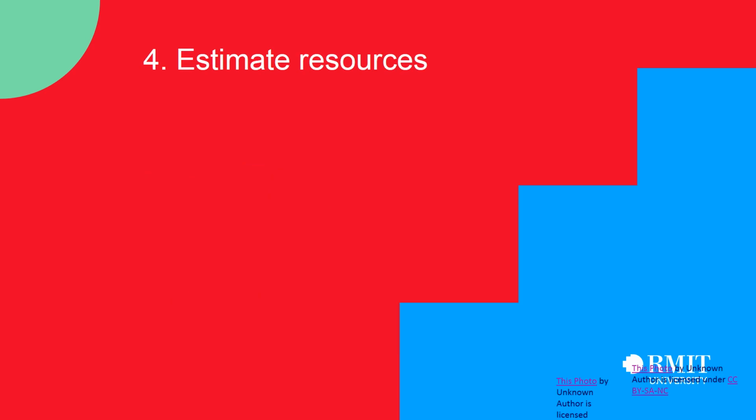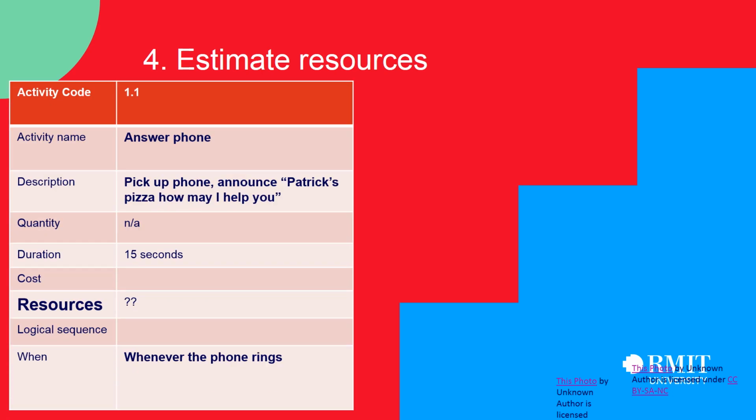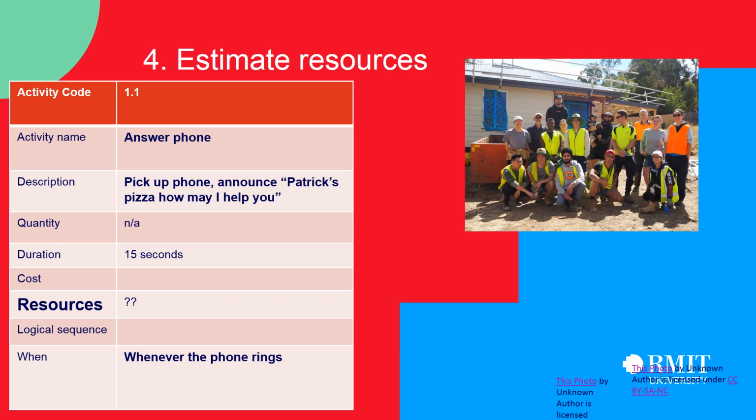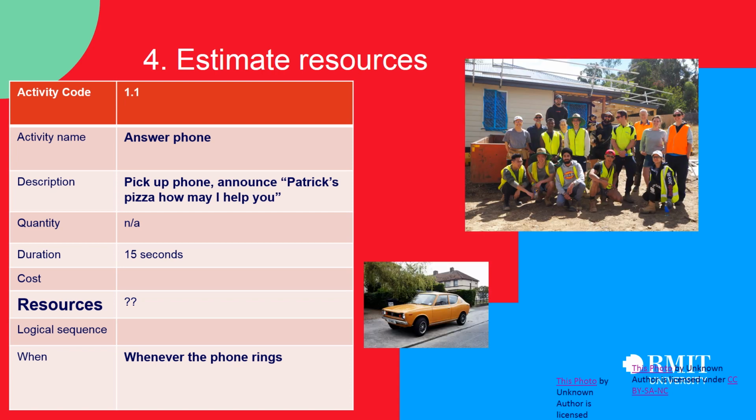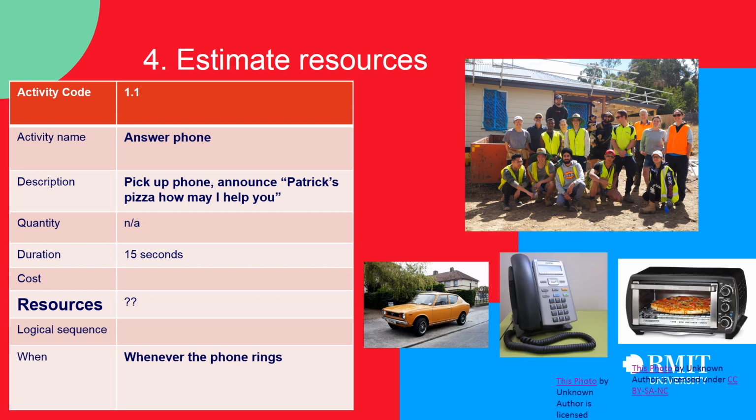Once the duration of each activity has been estimated, the next step is to estimate the resources for each activity. For this, you are working out how many resources you need to complete the activity in the time allowed. By resources, we mean people and equipment. In this case, it might be a car, a phone, an oven, whatever resources or equipment is required for that particular activity. It's important to know what resources you need for each activity so you can plan to have those resources available.